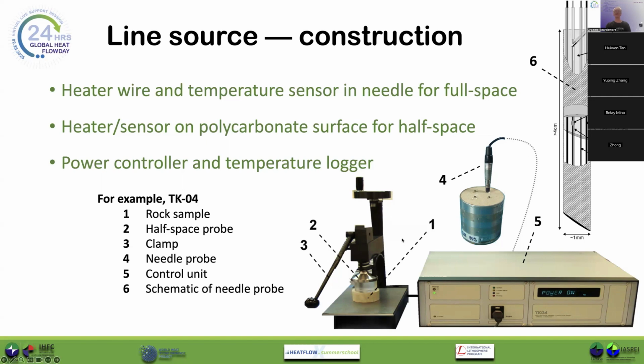So this is just some images on the screen here. This is a needle probe. And typically a needle probe like this will connect to a control box like this. This is a flat half space type probe where the heater wire is actually put on the surface of a flat polycarbonate disc, in this case, with a heater sensor, and then the flat disc is pressed against the sample for measuring conduction of heat into the half space. And this is a schematic diagram of one of these needle probes, and what is inside it is a heater coil and a little temperature sensor, effectively.